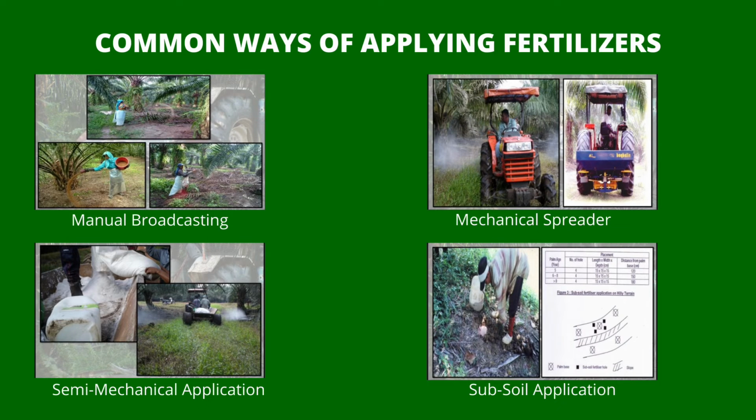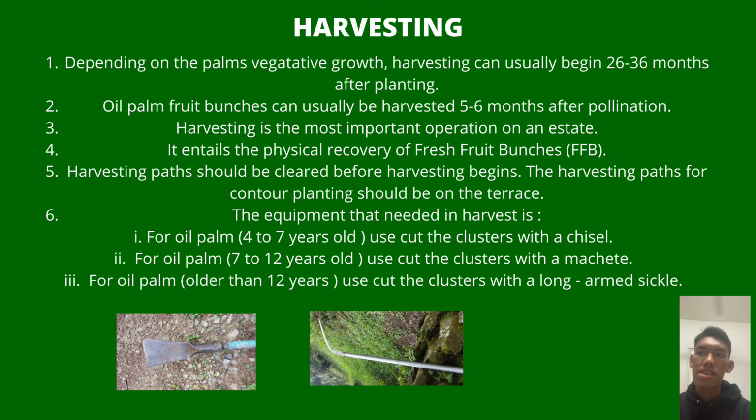Next, common ways of applying fertilizer. There are four ways: manual broadcasting, mechanical spreader, semi-mechanical application, and subsoil application. And the last one is harvesting.